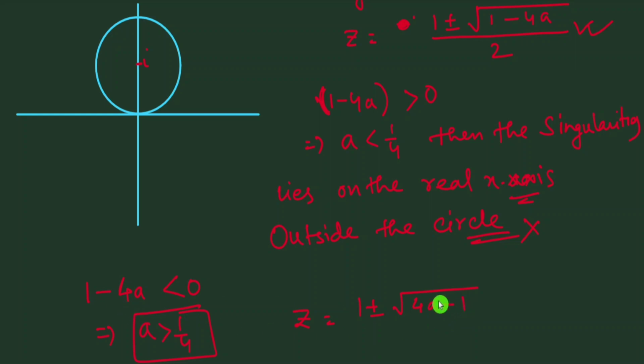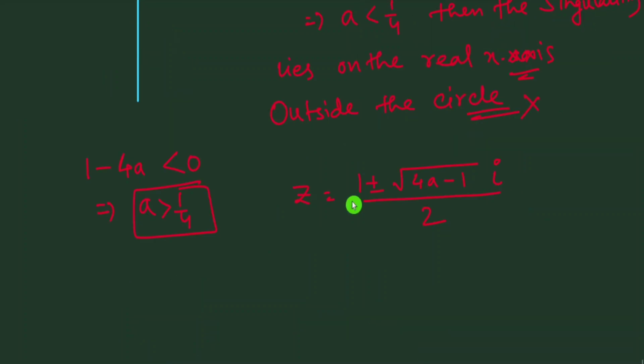Since 1 minus 4a is less than 0, therefore we can write root of 4a minus 1 into iota by 2. Now we have two singularities, 1 plus root of 4a minus 1 into iota by 2 and 1 minus root of 4a minus 1 into iota by 2, these two terms. Now this singularity is also outside the circle.